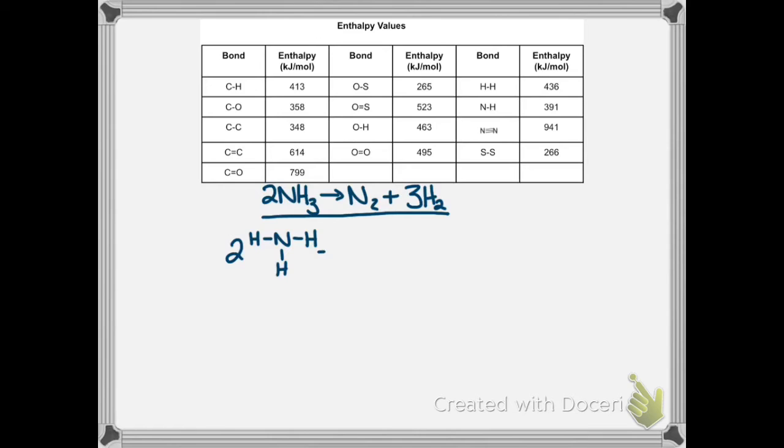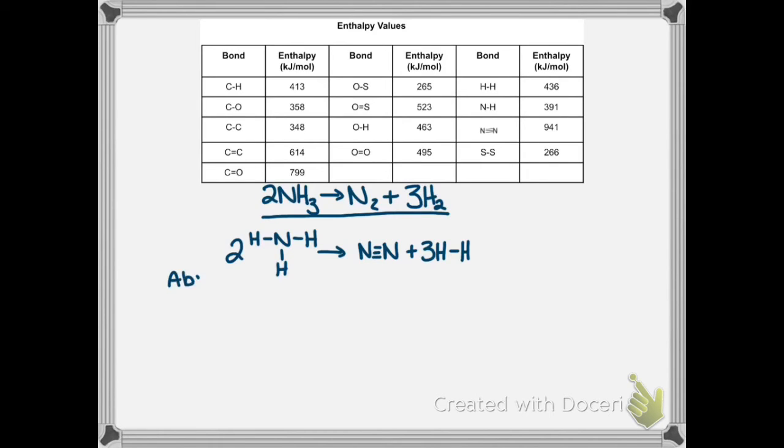Now on our product side, we know that nitrogen by itself, when it's N2, actually makes a triple bond between those ends, so that each one can have a total of 8 valence electrons. And then we know that there are 3 hydrogens, and each one of those is going to be a single bond between the 2 hydrogen atoms. So between each of our hydrogens, there is a single bond, and there's 3 sets of that. Now that we know that, we can go ahead and start solving our problem.